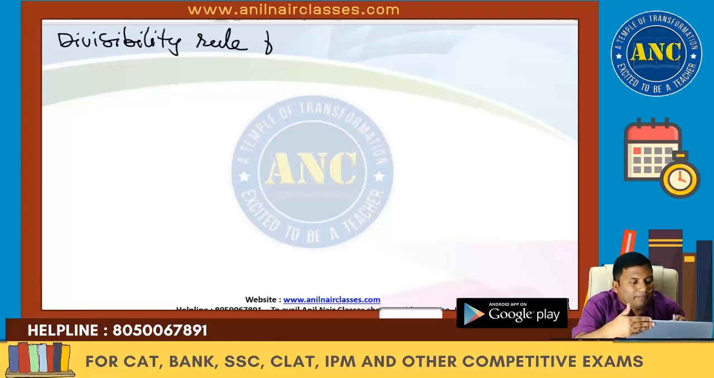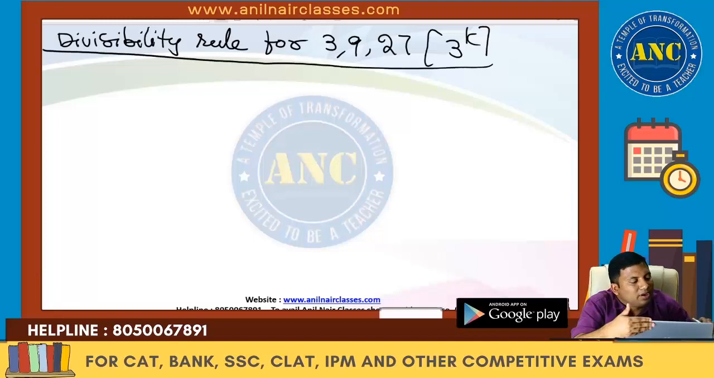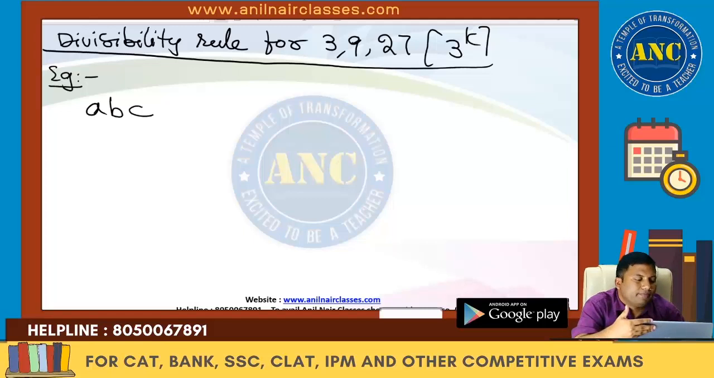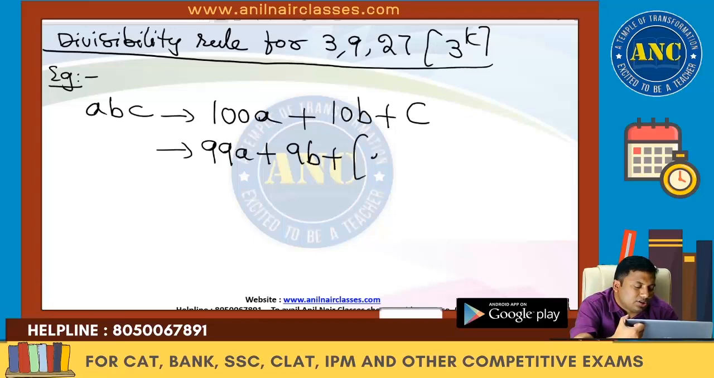Divisibility rule for 3, 9, 27, in general 3 power k. Divisibility rule for 3, 9, 27 and so on. Example, if I take a 3-digit number ABC. A is there in the hundreds place, 100A. B is there in the tens place, 10B plus C. This can be written as 99A plus 9B plus A plus B plus C.